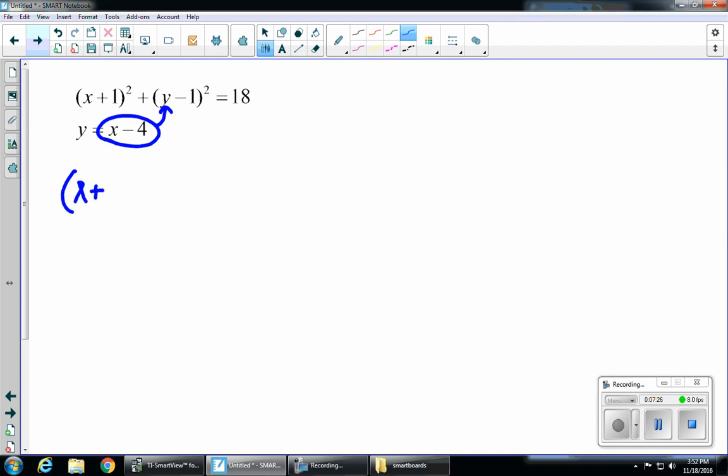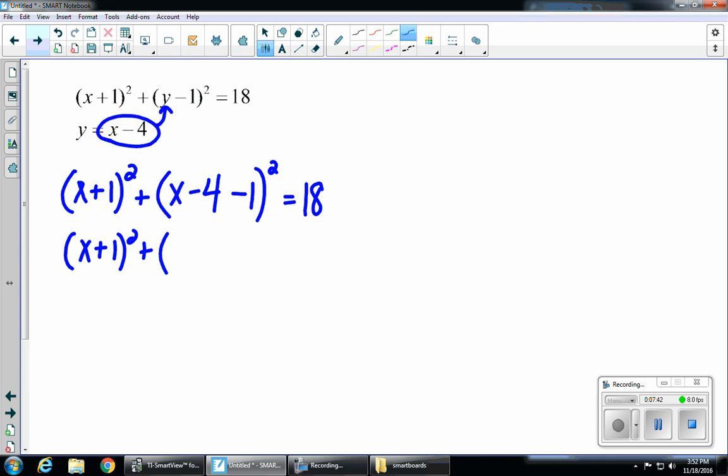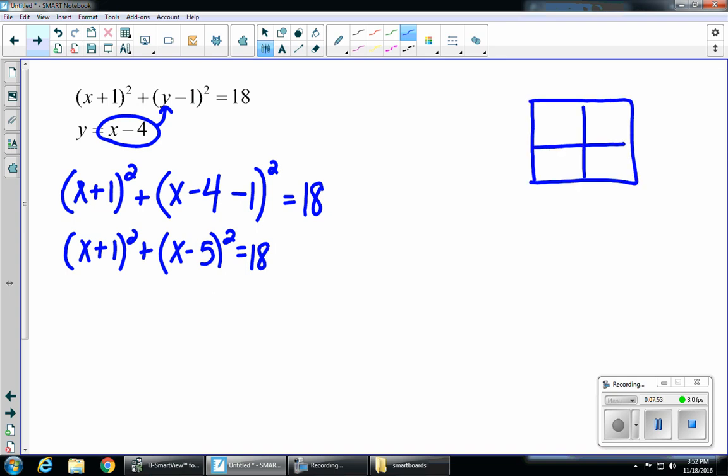So (x plus 1) squared stays. This time, instead of (y minus 1) squared, it's going to be (x minus 4 minus 1) squared. And that's equal to 18. So (x plus 1) squared plus, in this parentheses, I'm going to get (x minus 5) squared. So for each of these parentheses, I need to do the box method or double distribute. So I'll draw that out over here on the side as my scrap work. x squared, x, x, 1. So we get x squared plus 2x plus 1.